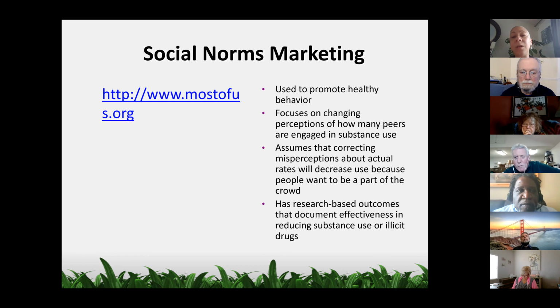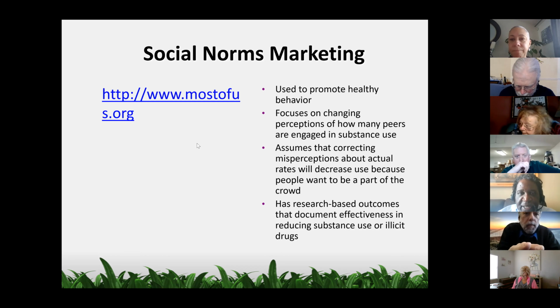This has research-based outcomes that document the effectiveness in reducing substance use or illicit drugs. So as Scott talked about earlier, prevention is prevention is prevention. So you can take this information and adapt it to other areas and things that you're doing. And this site is called makethemostofus.org, a site that really talks about social norm marketing that you should look at. We just give you a reference, okay?